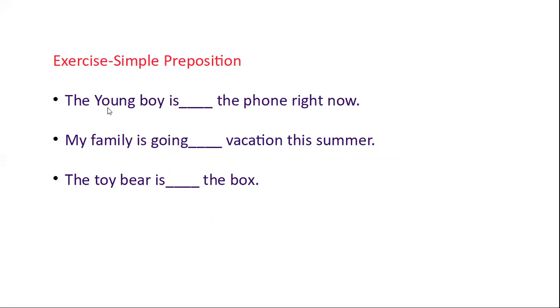So what's the answer for the first one? The young boy is on the phone right now. The answer is on. It is a simple preposition. My family is going to vacation this summer. The toy bear is in the box. So these words are called simple preposition.